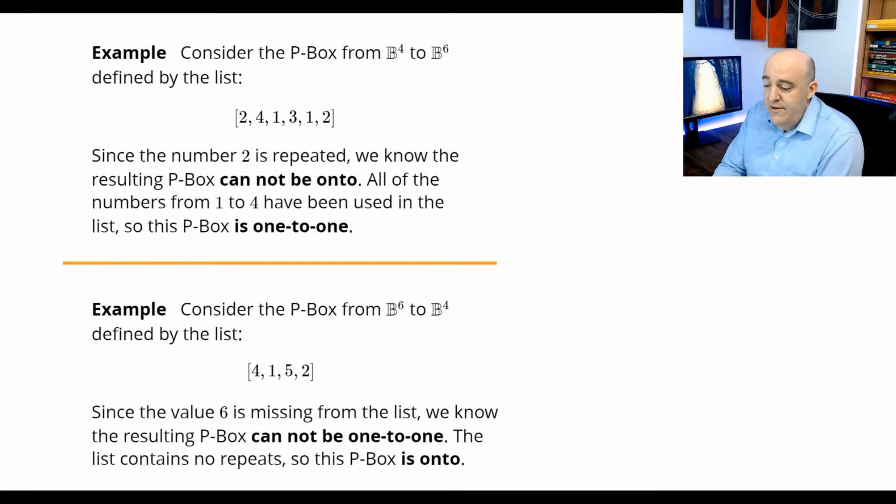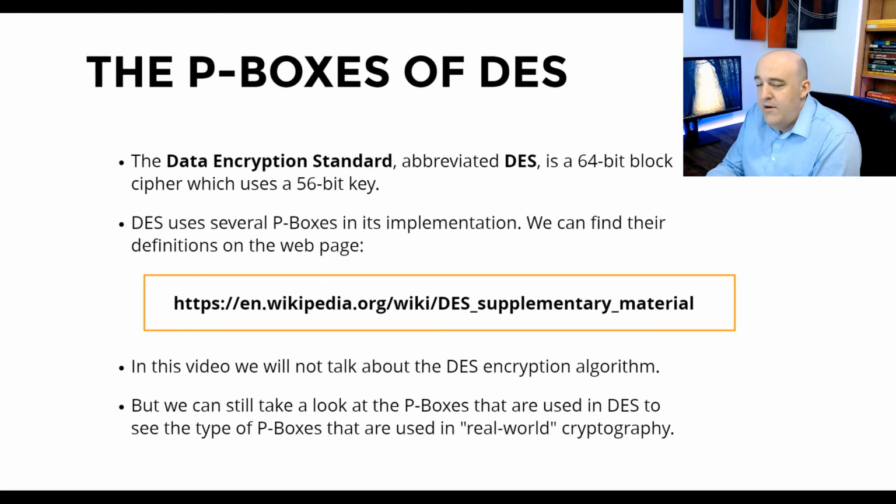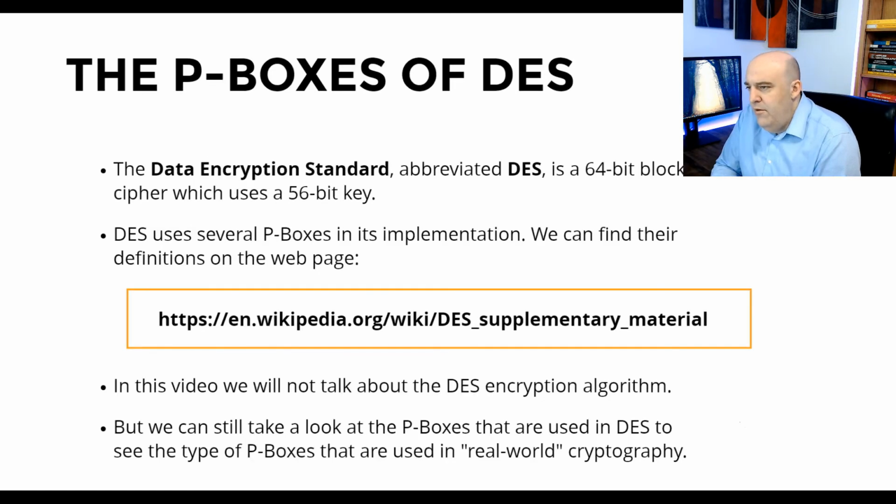Also notice this list has no repeats, so that means this P box is onto. All right, so we have a little bit of intuition there of looking at a P box list, whether it's one-to-one or onto. So now we're going to take a look at the P boxes in the Data Encryption Standard, which is abbreviated DES.